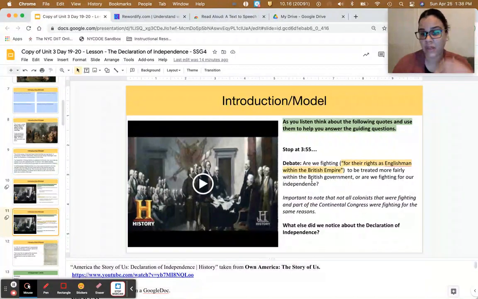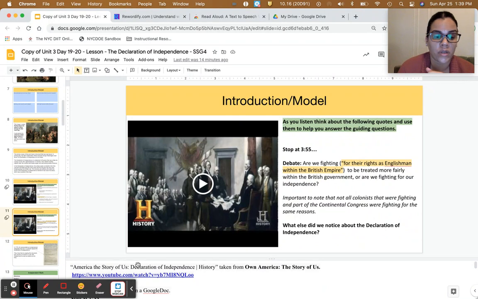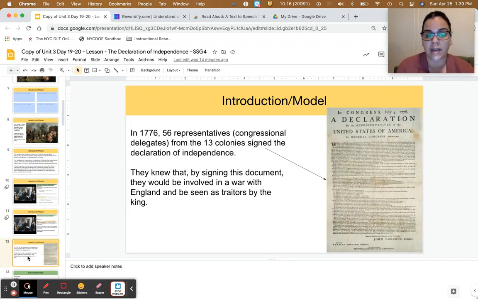On the other side of that, there were colonists that wanted complete independence, wanted nothing to do with King George and the British government. So even within the Continental Congress, there were debates on what we were going to use this Declaration of Independence for, what the ultimate goal was. That's really important to understand for students and highlight.